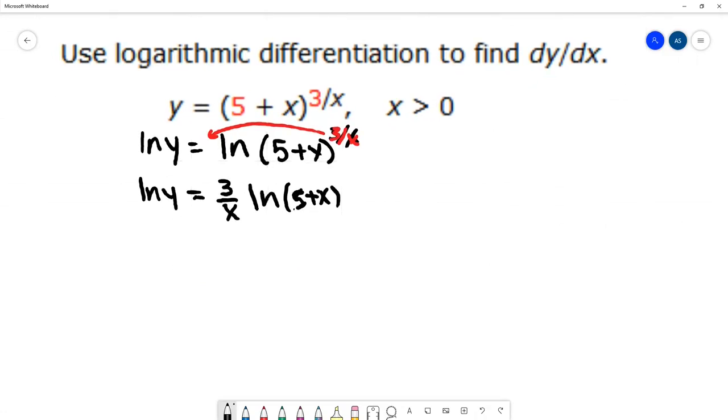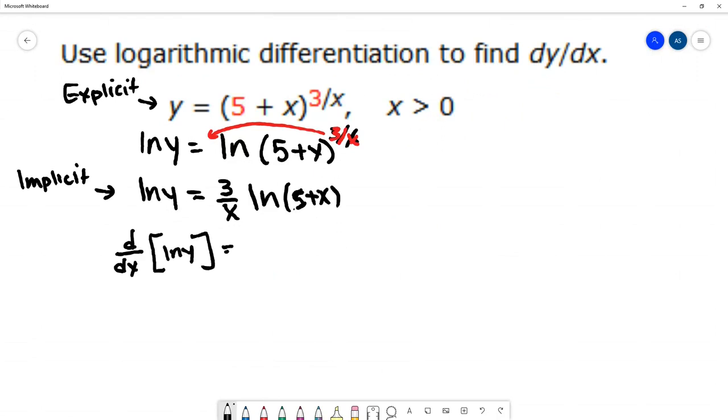So from here, we're going to calculate the derivative, and we started off with an equation that is in explicit form. We have one variable written in terms of the other variable, y equals. And once we introduce the logs, we've now changed the equation into an implicit format. So in that implicit format, when we calculate the derivative, we're going to use implicit differentiation. So calculate the derivative with respect to x on the left, and calculate the derivative with respect to x on the right.